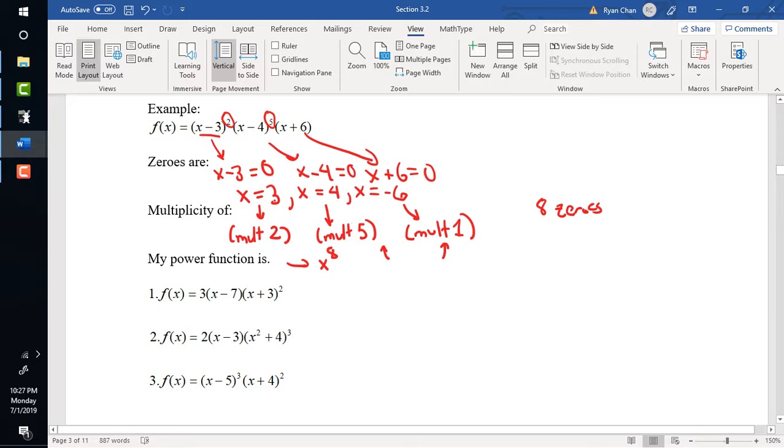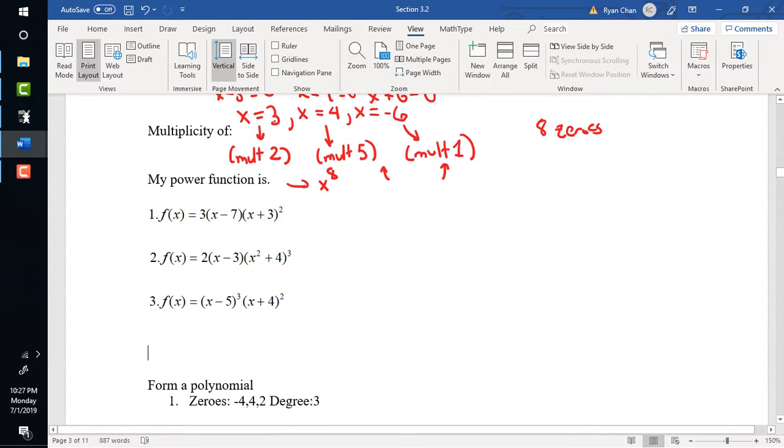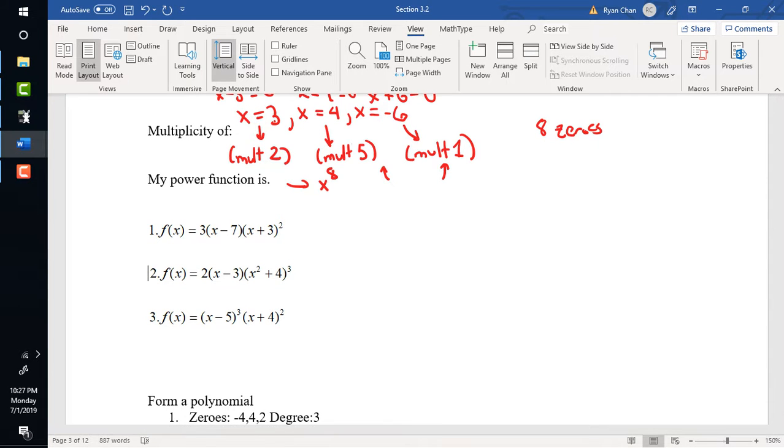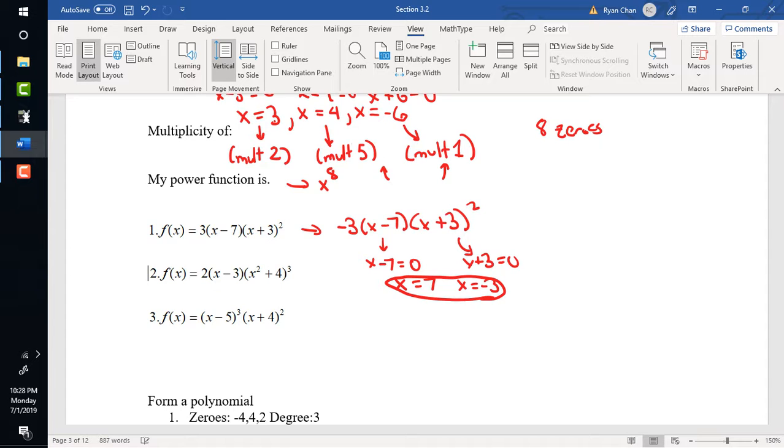Let's look at another example here. Actually, I'm going to make this one negative 3 times x minus 7 times x plus 3 squared. So what are my zeros? I'm going to set x minus 7 equal to 0 and x plus 3 equal to 0. I have x equals 7 and x equals negative 3. These are my zeros right here. And what's the multiplicity of each one? This one is a multiplicity of 1, and this one is a multiplicity of 2.